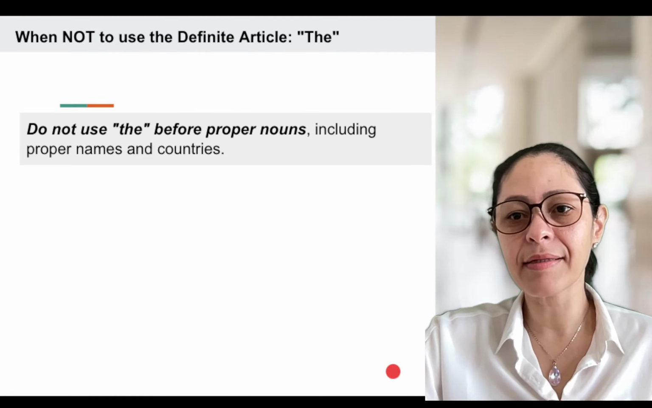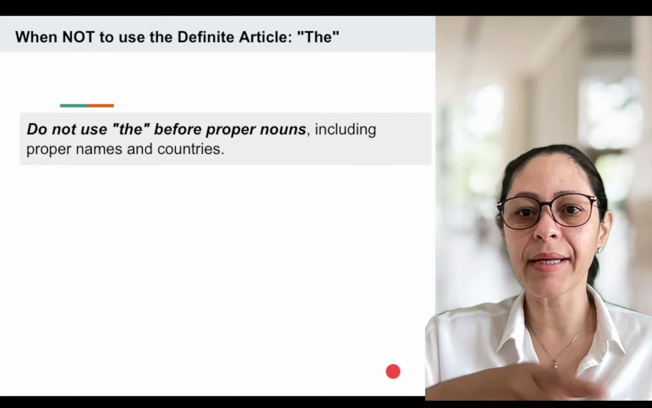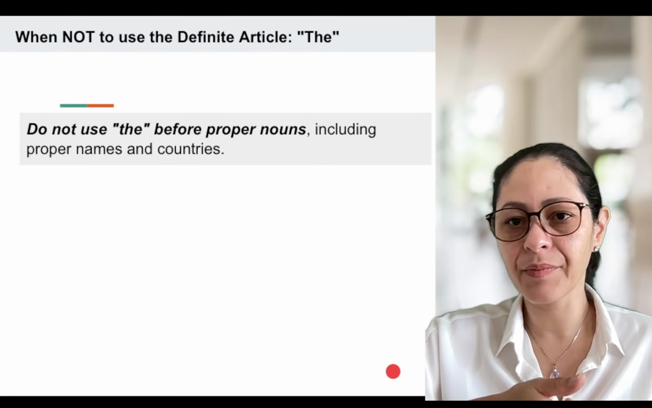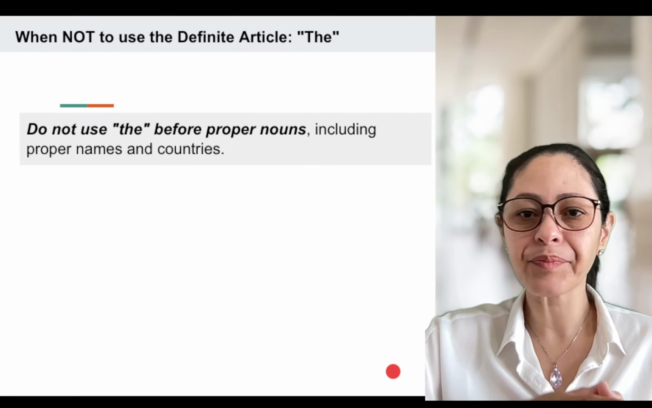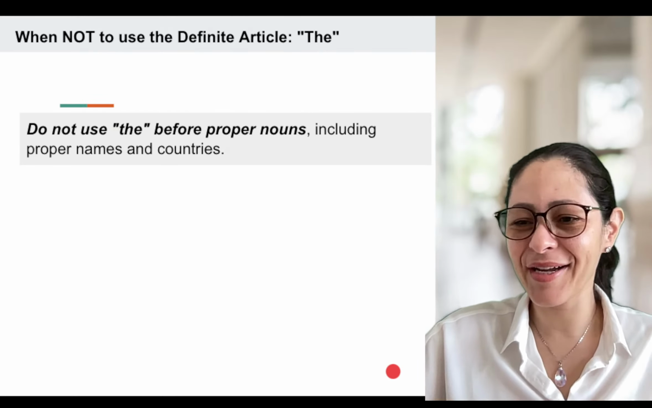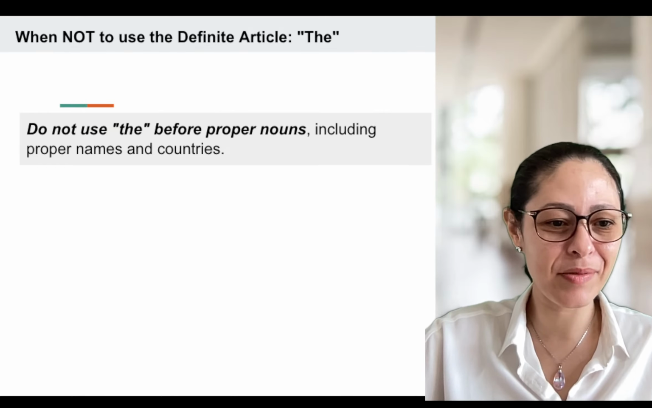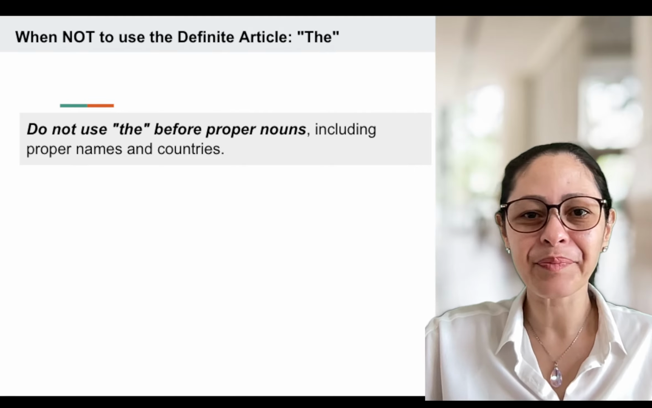Okay, our next topic to discuss is when not to use the. We don't use the. I'm sorry, I'm looking back and forth just to see if there are any comments because I don't want to miss anyone, okay? And if I do miss, please excuse me.